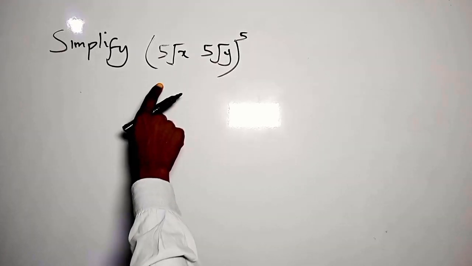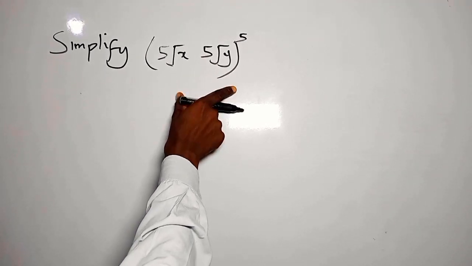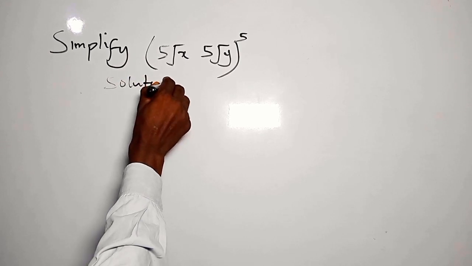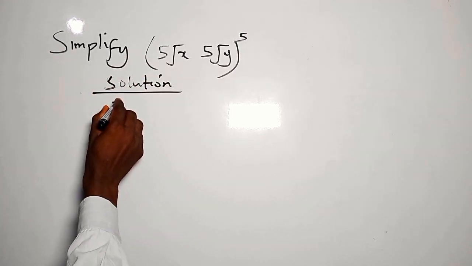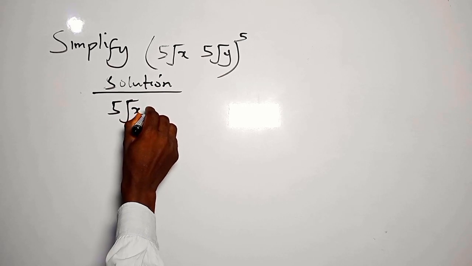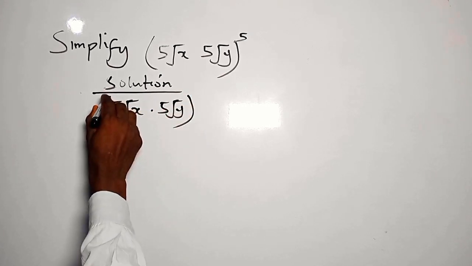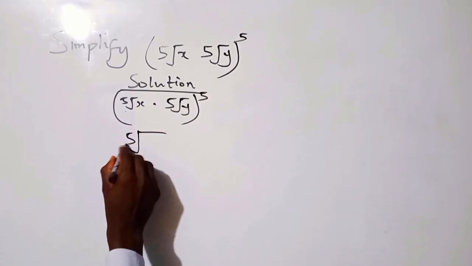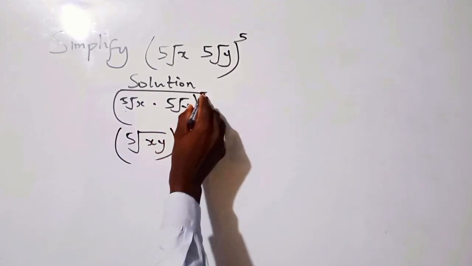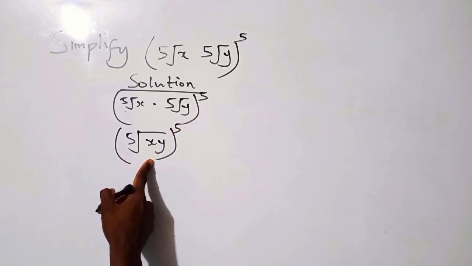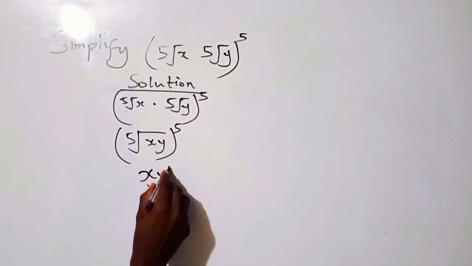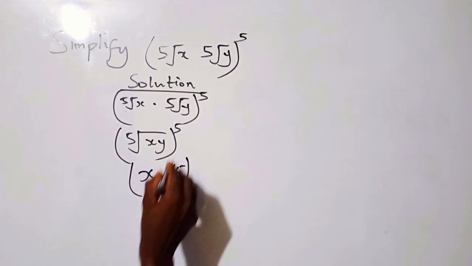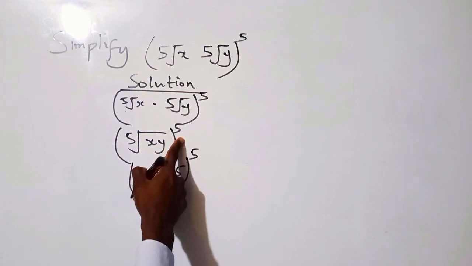We simplify the 5th root of x times the 5th root of y, everything to the power 5. So solution. We can write this as the 5th root of x times the 5th root of y, raised to the power 5. We can write this as the 5th root of xy, everything to the power 5. Within the brackets, we can write this as xy raised to the power 1 over 5. As a result, everything is to the power of the external exponent, which is 5.